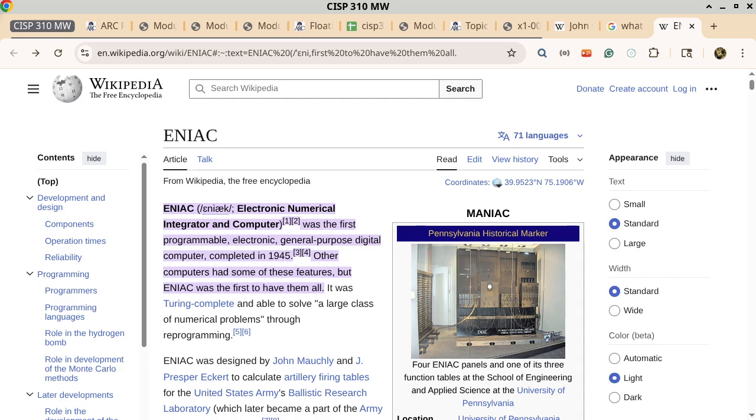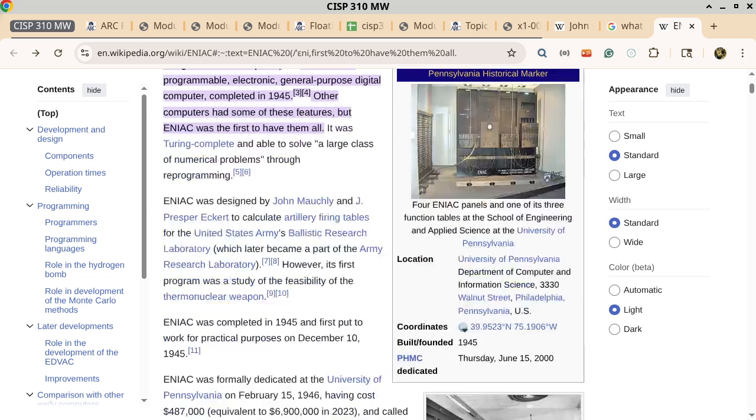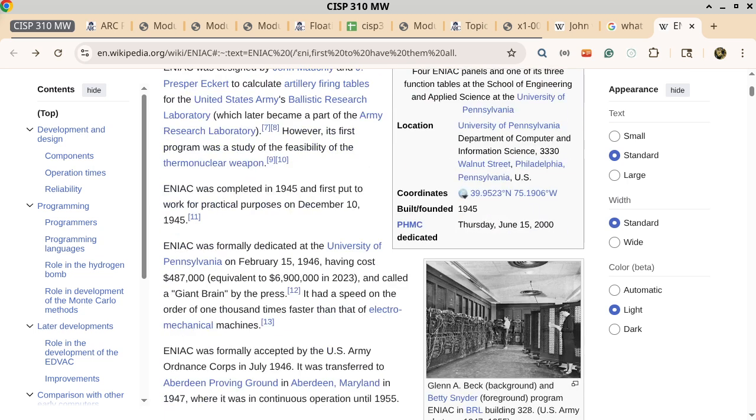No, this is actually a general purpose digital computer completed in 1945, so it does fall into the time frame, ish, of World War II. But it's general purpose, which means it doesn't have a specific purpose.